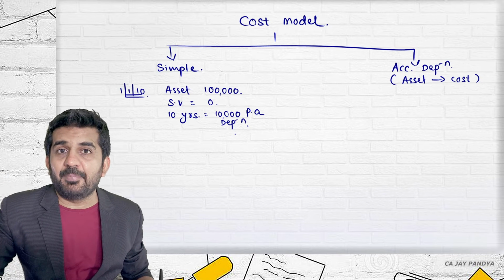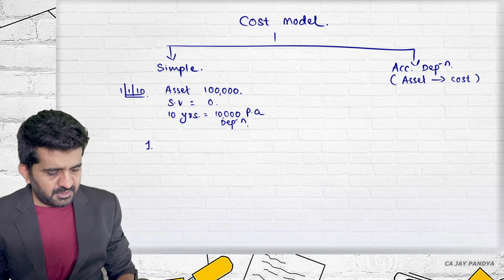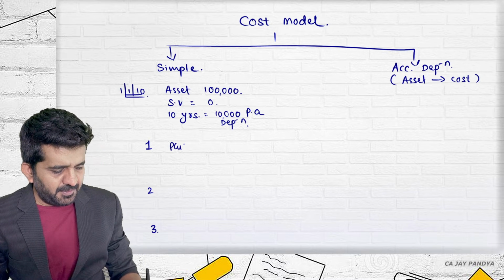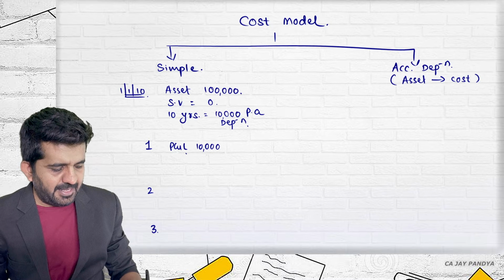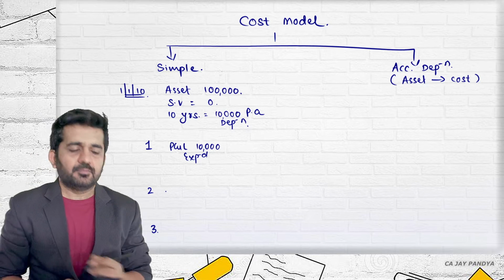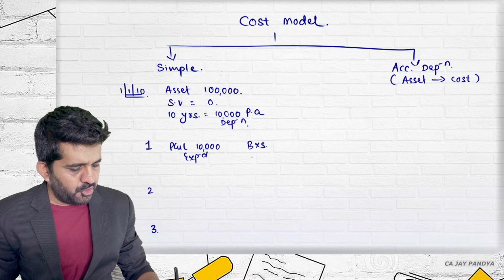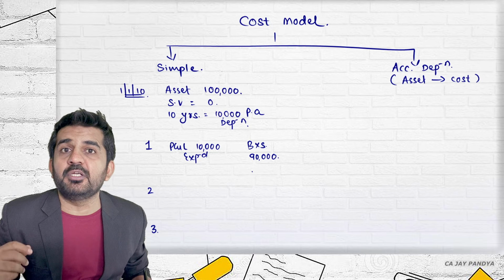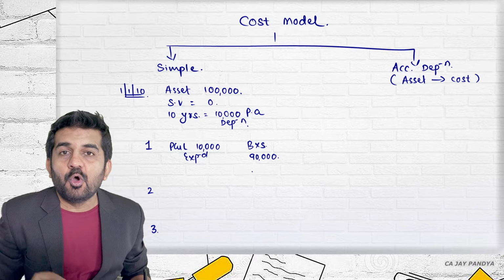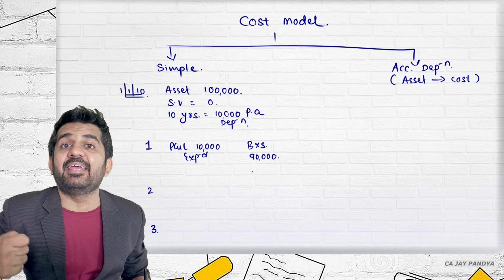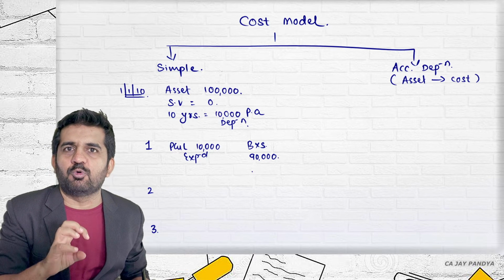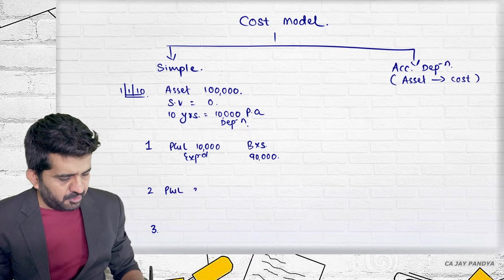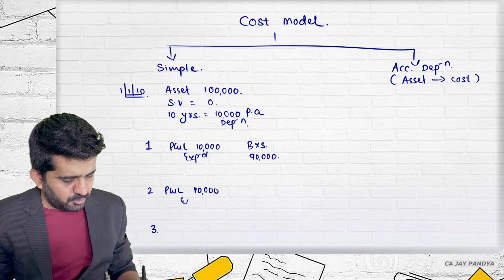So what will happen is this. This is first year, second year and third year. In first year, in P&L account, 10,000 rupees will be debited as expenditure. Your balance sheet will show a value of 90,000. What is 90,000? Written down value, or carrying amount. The amount which is written in the outer column of balance sheet is carrying amount. Profit and loss account in second year will also be debited by 10,000 rupees.